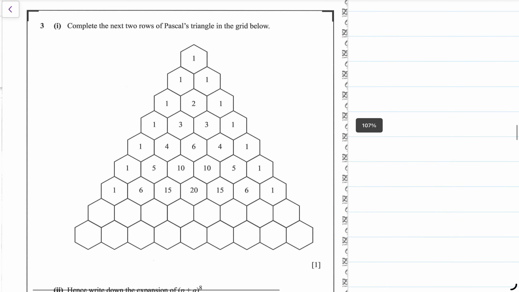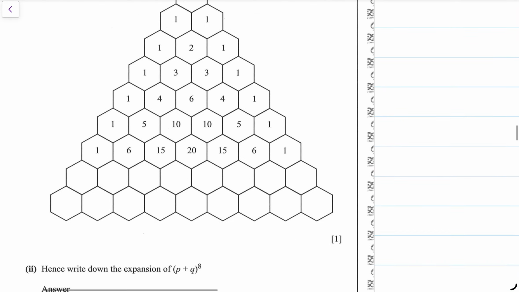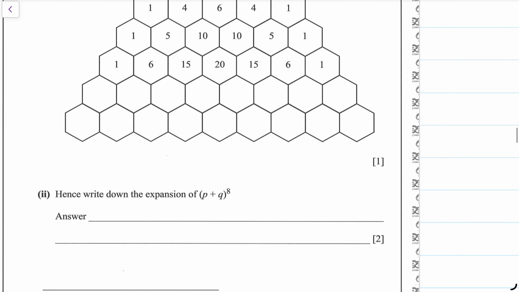Okay, lovely one here, just filling in the next 2 rows of Pascal's triangle. How you got this 2 was you added the 2 numbers above. How you got this 6, you added the 2 numbers above. And there we are. This always reminds me of Blockbusters. If you're old enough to get that reference, you're very old.